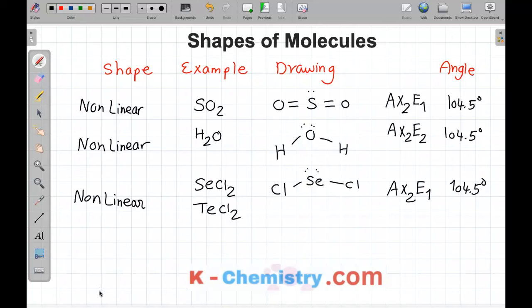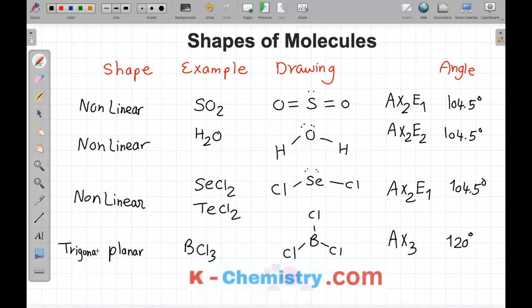Examples for the last shape. BCl3. We took BF3, BCl3, the same, B in group 3. It has only 3 electrons, so it's bonding to 3 chlorine. How did you know the shape? Because I know that there is one central atom and 3 things around it and no lone pairs. I have the famous 120 degrees. It's the same plane. It's the 2D shape. It's trigonal planar. Please don't get confused.